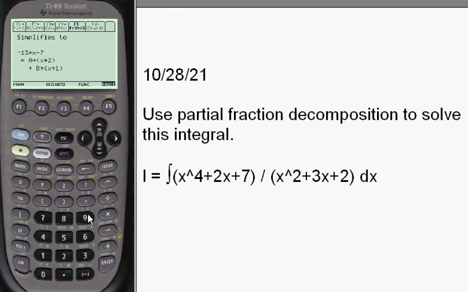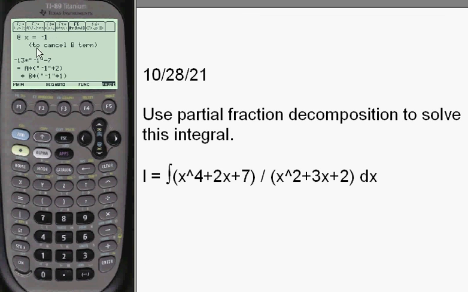That simplifies to minus 3x minus 7 equals A times (x plus 2) plus B times (x plus 1). Notice how these reverse, because when you multiply times (x plus 1) and (x plus 2), you get the other ones: the (x plus 1) cancels, and you get (x plus 2) here. Same thing with the B.